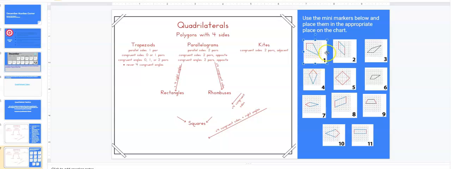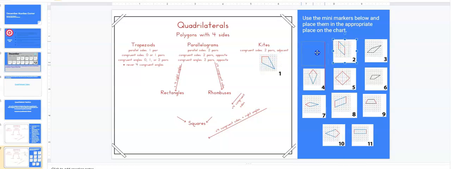And we talked about this one earlier this week, and we said that this is a kite because it has 2 pairs of congruent sides that are adjacent, meaning they are right next to each other. So these are congruent sides and these are congruent sides. So this is a kite.